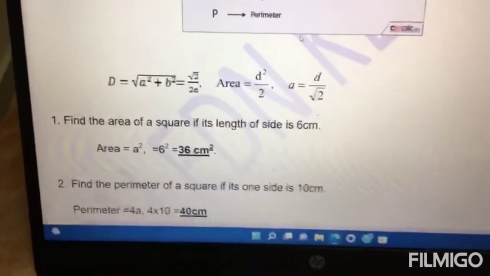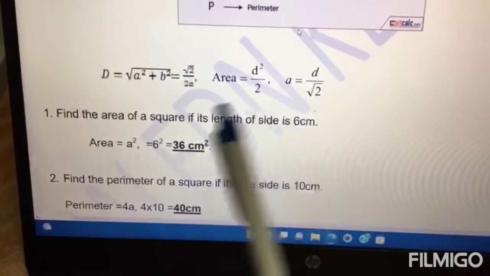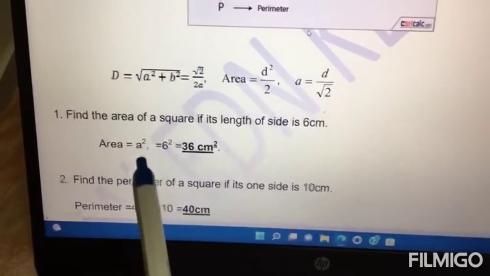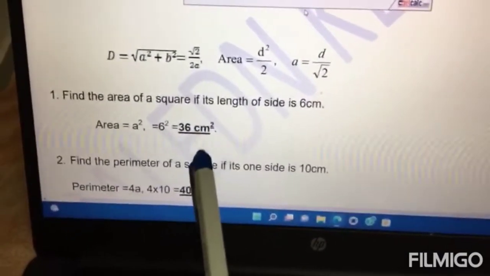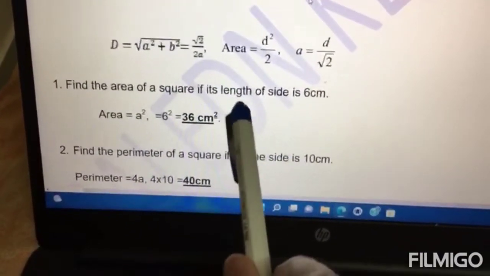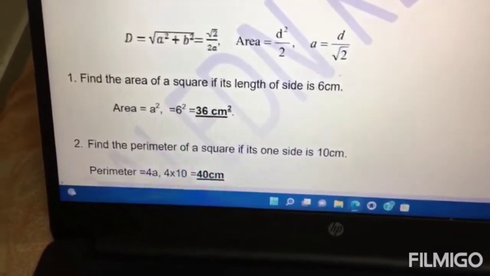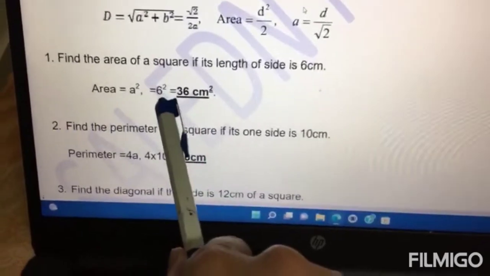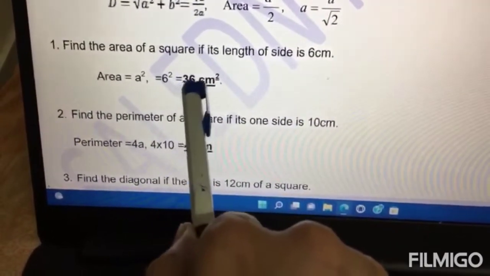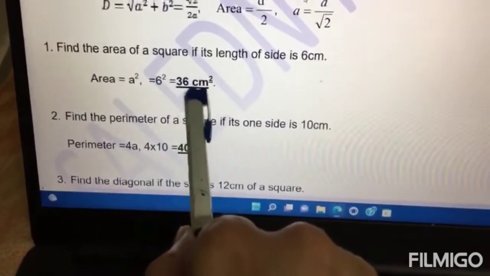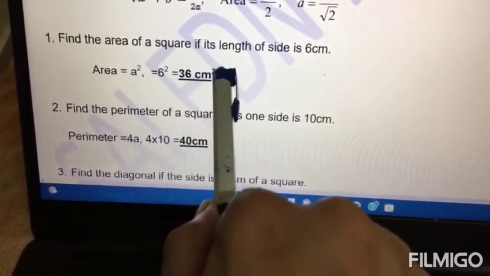So find the area of a square if the length of its side is 6 centimeters. We know that area is equal to a square, which is side square. So 6 square is 36 centimeter square. The unit of area is always in square. The unit of volume is always in cube, because we are multiplying the side twice. That is 6 centimeters into 6 centimeters is equal to 36 centimeter square. 6 square, similarly centimeter also becomes square.